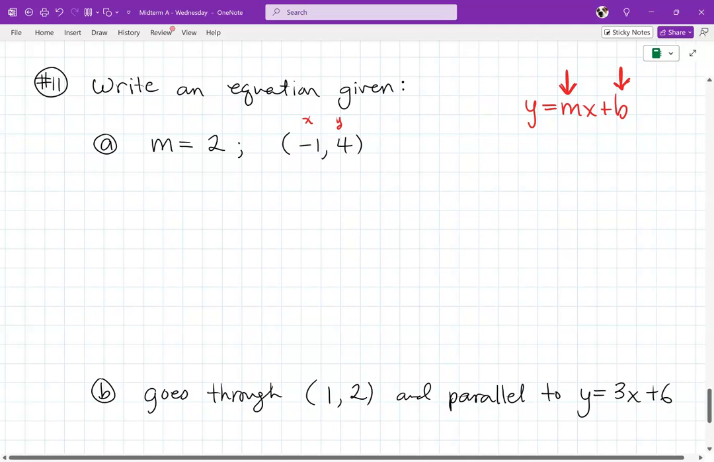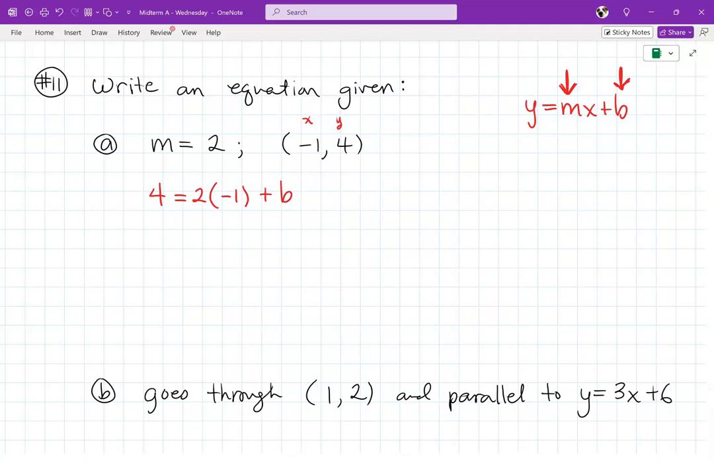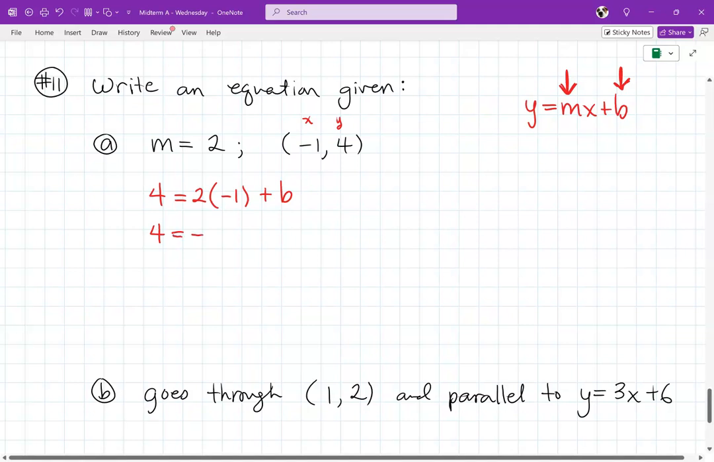So this is what I'm going to do. My y value is 4, my m value is 2, my x value is -1 plus b. I used y equals mx plus b, but I filled it in with the information they gave me. So 4 is equal to -2 plus b.